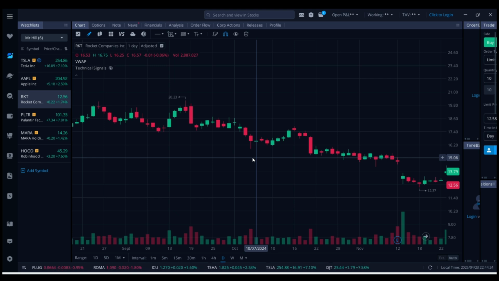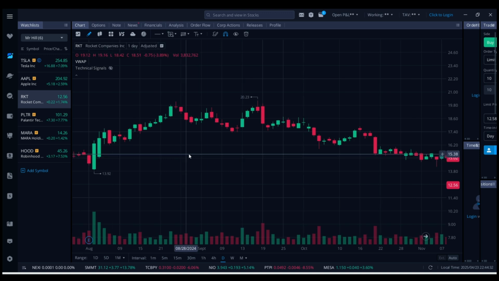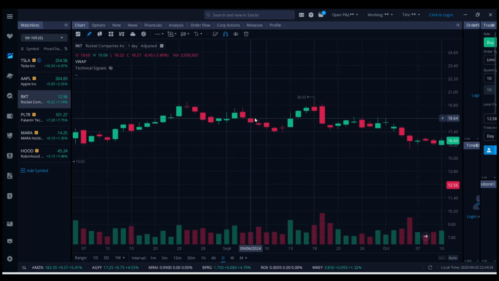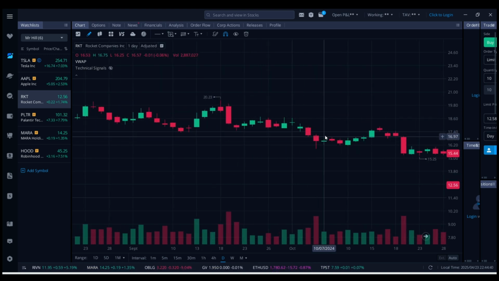And the opposite of a hammer candle is a shooting star. Instead of having a large wick at the bottom, you're going to have a large wick at the top. Try to find a quick example of that. Yeah, something like this. So that's going to be a shooting star candle, and that's going to be a hammer candle.